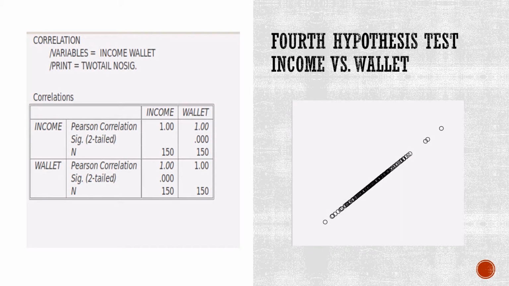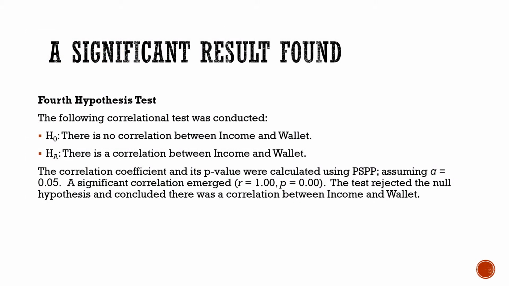The fourth hypothesis test, income versus wallet, and we can see a perfect correlation here of 1 and a tail of 0, and to the right, of course, you can see that a straight line is produced. So here, a significant result was found. A significant correlation emerged with a correlation of 1, tail of 0. The test rejected the null hypothesis and concluded there was a correlation between income and wallet.